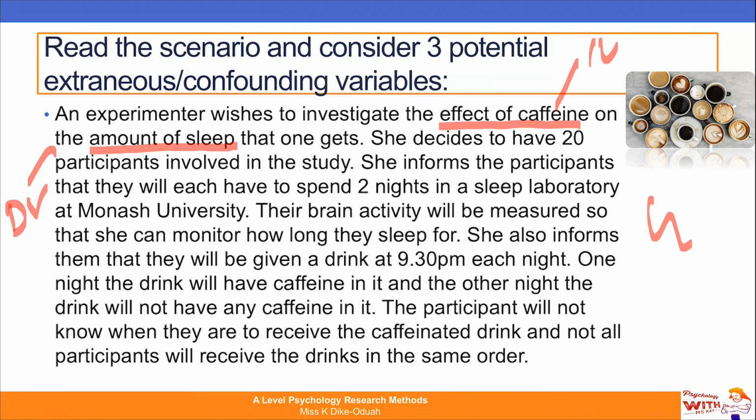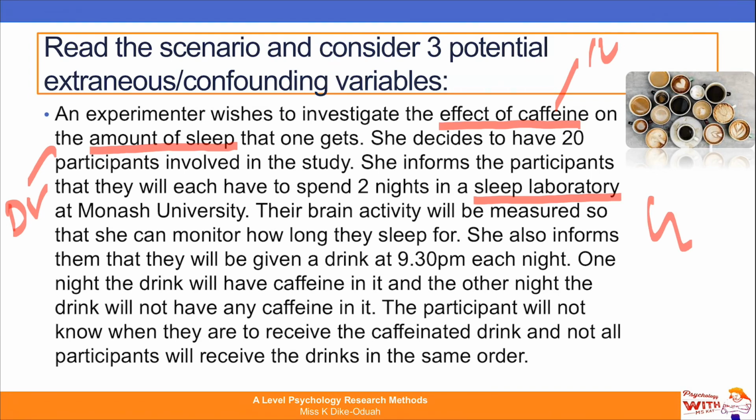So we think about potential extraneous or confounding variables. Well, think about extraneous variables first. Extraneous variables are variables that might have an effect on the dependent variable, which is the amount of sleep. And it could be that whilst they are staying in this sleep laboratory, there could be things such as, oh, the pillow's not hard enough, or the pillow's not soft enough. It could be that the mattress is uncomfortable. It could be that there's a humming noise that is distracting. So those are what we would consider to be extraneous variables, and they are very much situational variables.